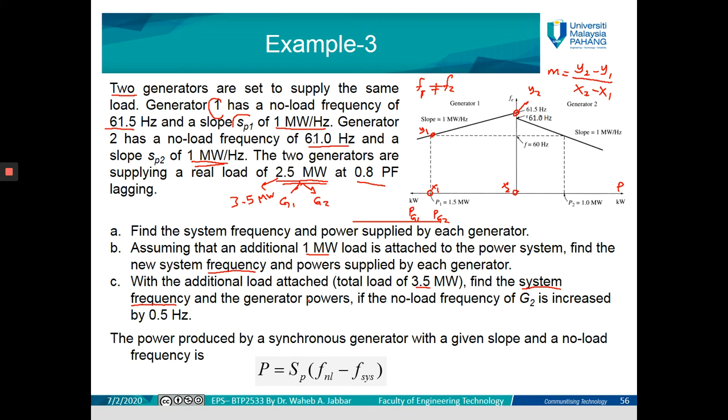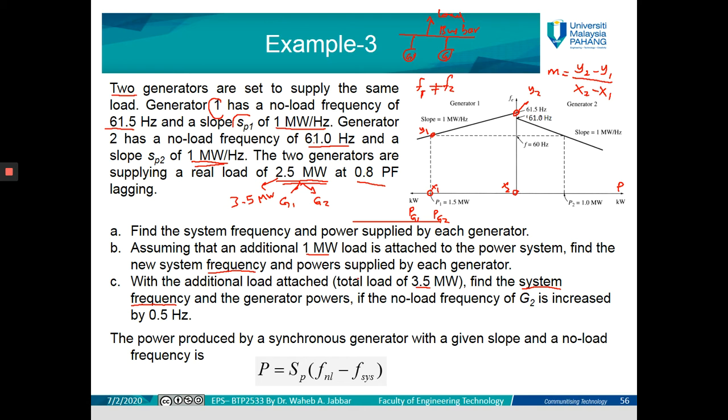For that, you want to know what the grid frequency is. The grid means you have this bus bar here, and you have G1 and G2, both connected to the same bus bar to feed the load, and the load is connected from the bus bar.